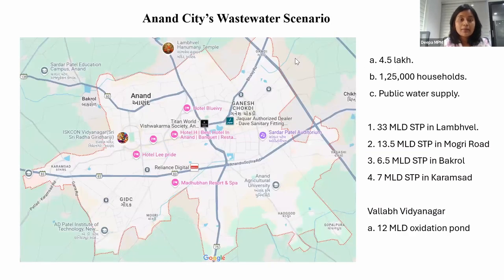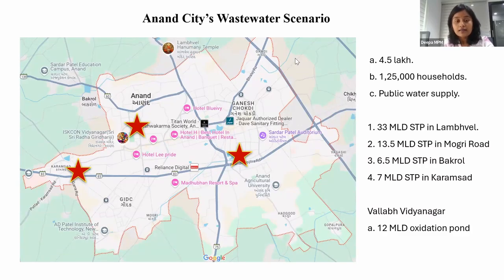So this is the map of Anand city, and it is in Gujarat. Anand city is home to more than 4.5 lakh population, and it has 1,25,000 households, and 100% of its public water supply is met through groundwater sources. For administrative purposes, the entire Anand city is divided into three areas: Karamsad, Anand, and Vidyanagar.